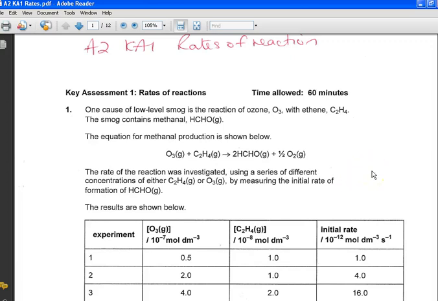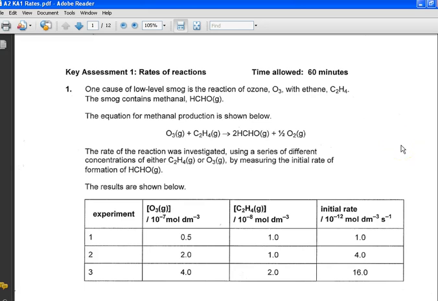Right, hello A2. This is feedback on the Key Assessment 1 Rates of Reactions paper. I have to say that overall I wasn't very happy with the results, and I don't think you will be either. So it's very important that you look at this feedback, that you take on board what I'm talking about here, that you make the corrections on your work, and that you do some more examples of these kinds of questions. It's not going to get any easier.